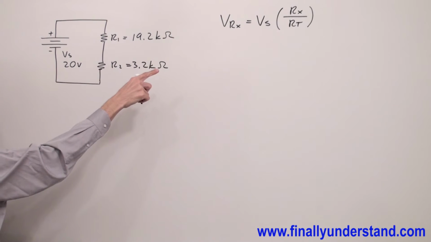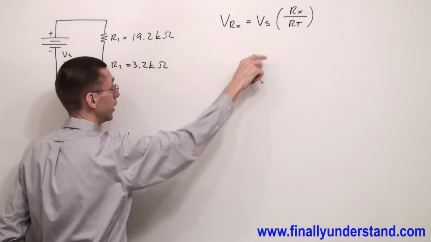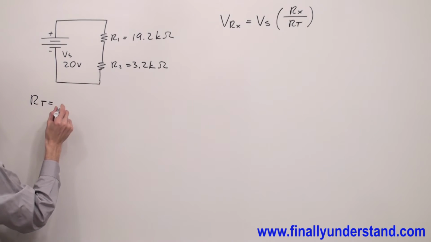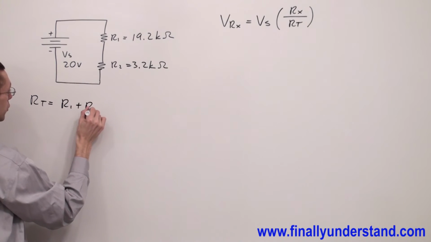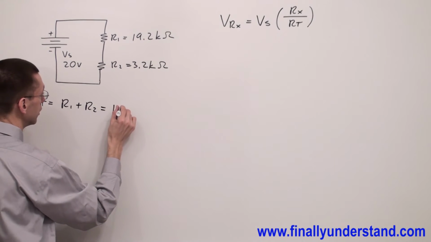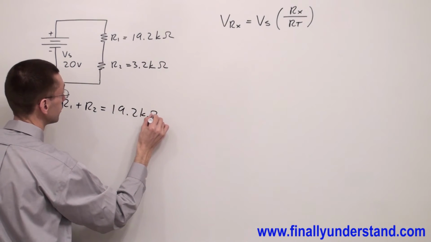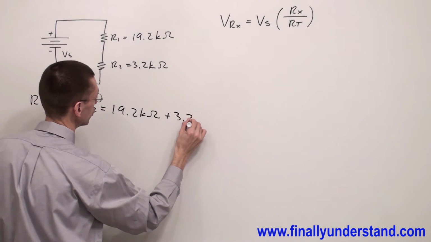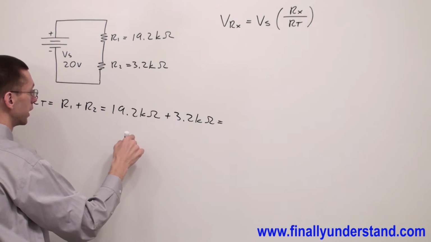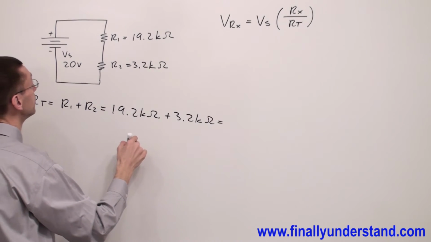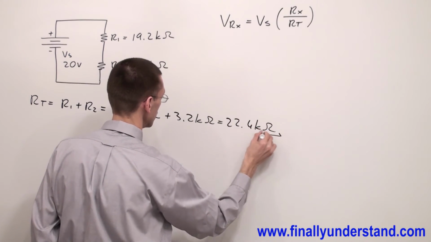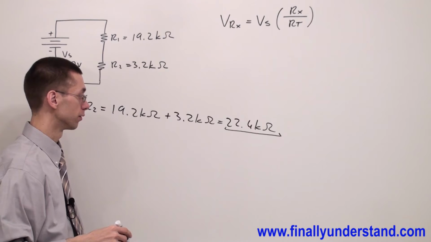First, we have to find R total, because this formula, as I said, requires you to find the total resistance. R total for the series circuit is R1 plus R2. We have two resistors, that's why we just add them up together. R total is equal to 19.2 kilohms plus 3.2 kilohms, which is equal to 22.4 kilohms. This is the total resistance for my circuit.